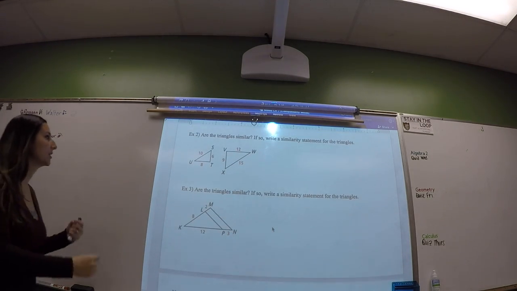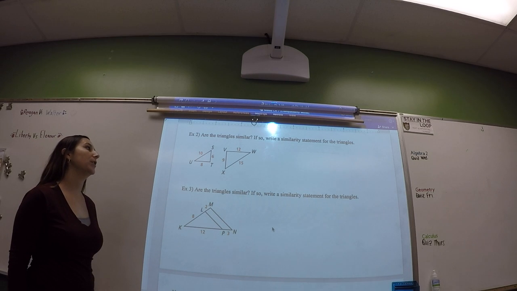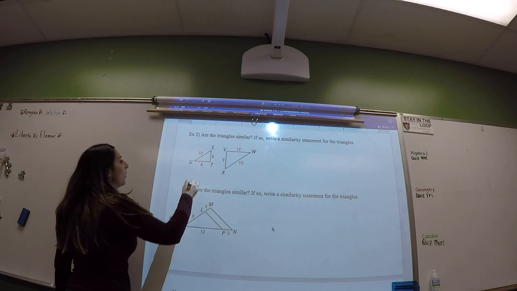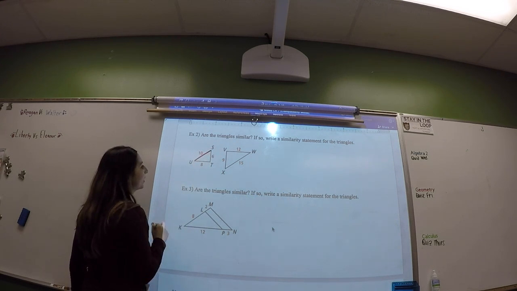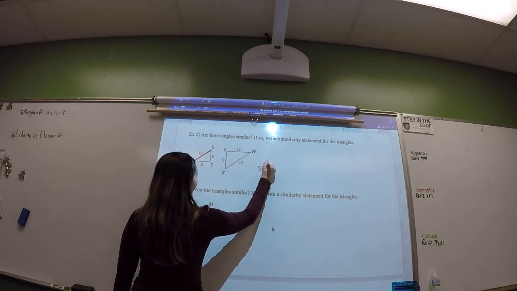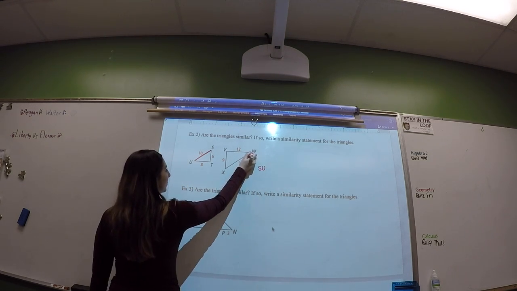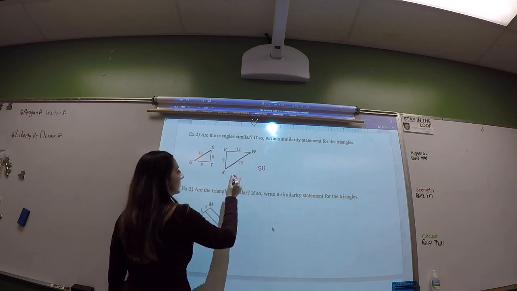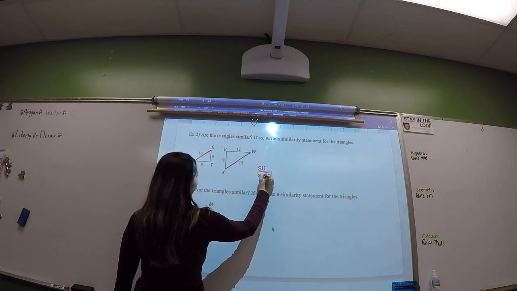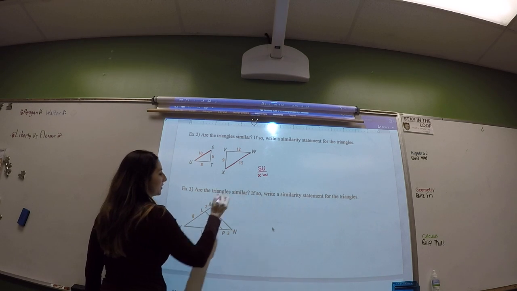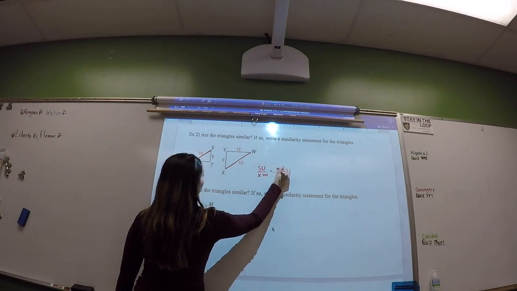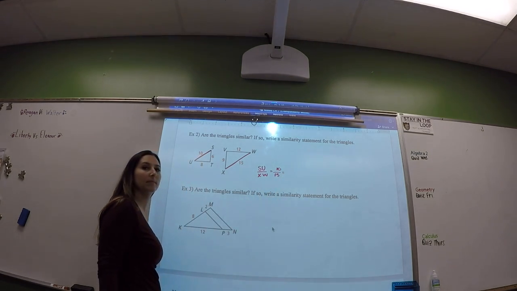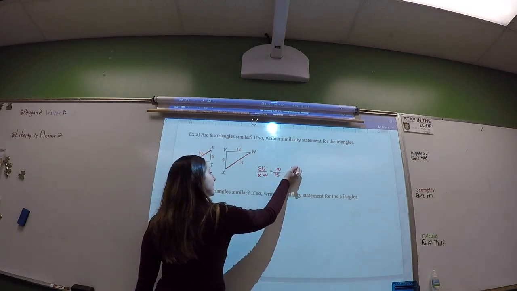All right, example 2, we're trying to determine if the triangles are similar. So what we're going to do is take each corresponding side and check the ratio. What side corresponds with SU? WX? Are we sure about that order? No, it's actually going to be XW. So SU is 10, and XW is 15. Does this simplify? 2 over 3.